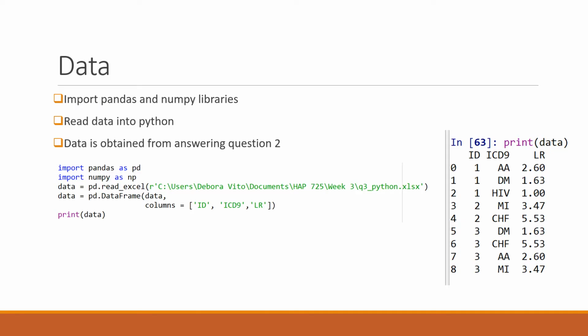At first, we need to read our data into Python from Excel. Now, the data here is obtained from answering question 2, so that will need to be done first in order to move on with answering question 3 and following along. Once you've done that, import pandas and numpy libraries because you'll be using them, and read your data into Python as shown below, and you should have data that looks very similar to mine on the right side. This has patients' IDs, their ICD-9, along with their likelihood ratios.